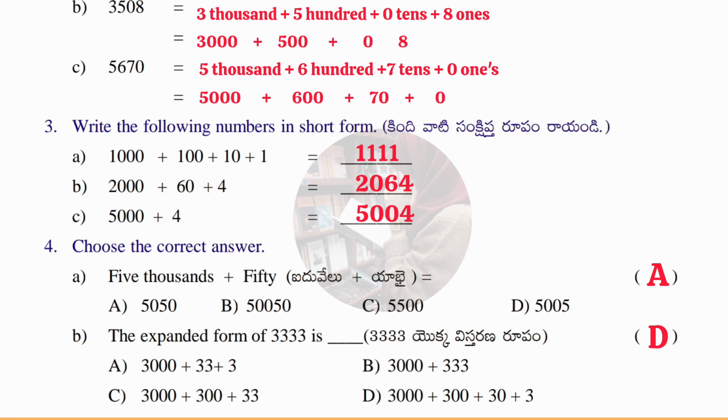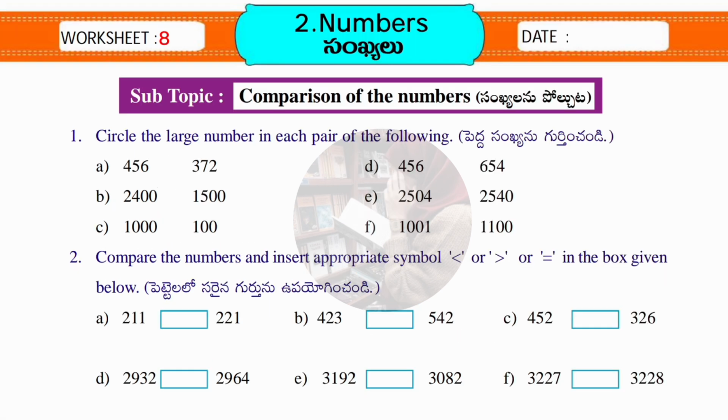Okay, now we'll move to the next worksheet, that is worksheet number 8. Here the topic is comparison of the numbers. Okay, let's see the first Roman. Circle the larger number in each pair of the following. Okay, here we have been given some numbers, means two numbers in each and every line.